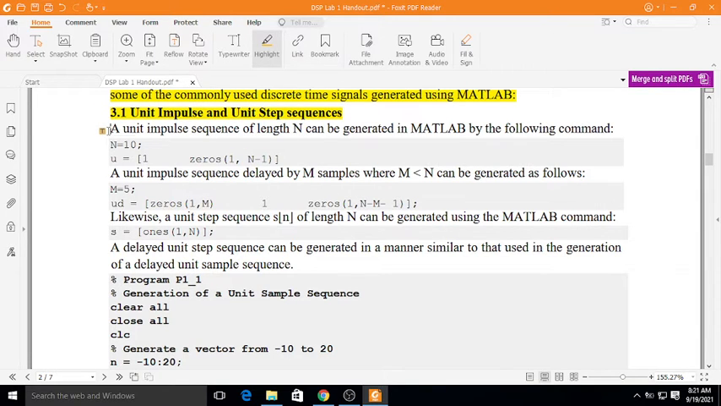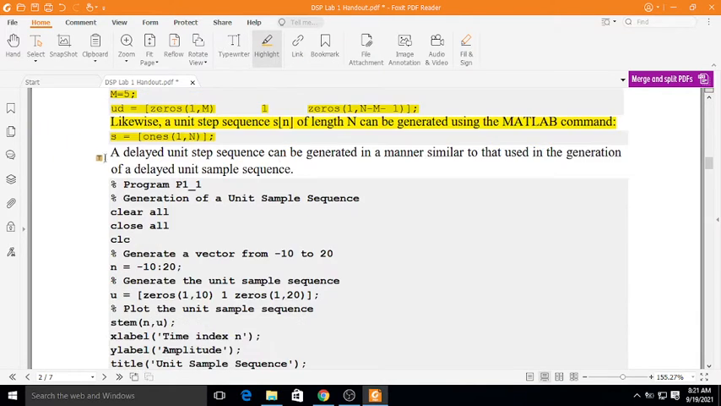A unit impulse sequence of length n can be generated in MATLAB by the following command: n = 10, u = [1 zeros(1, n-1)]. A unit impulse sequence delayed by m samples, where m is less than n, can be generated as follows: m = 5, ud = [zeros(1, m) 1 zeros(1, n-m-1)]. Likewise, a unit step sequence s[n] of length n can be generated using the MATLAB command s = ones(1, n). A delayed unit step sequence can be generated in a manner similar to that used in the generation of a delayed unit sample sequence.